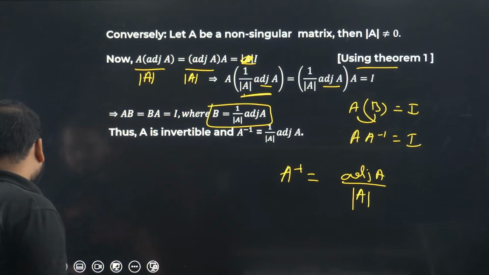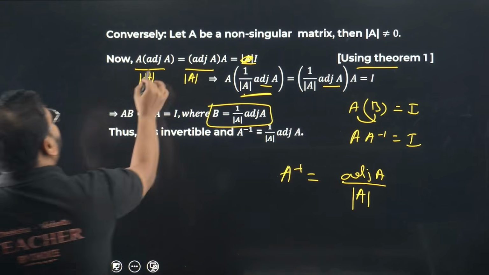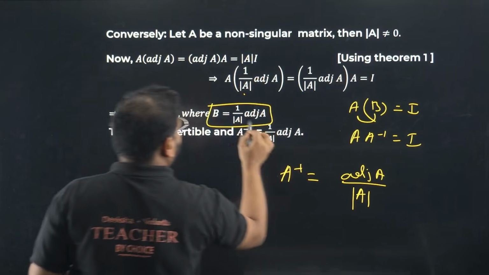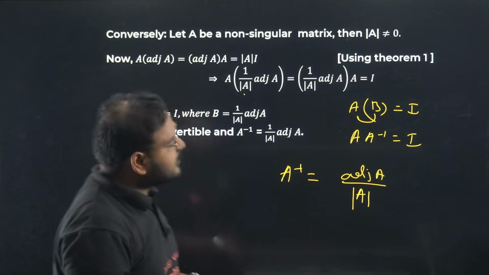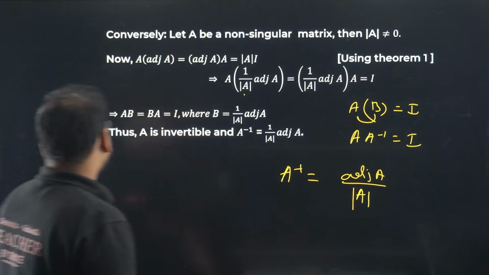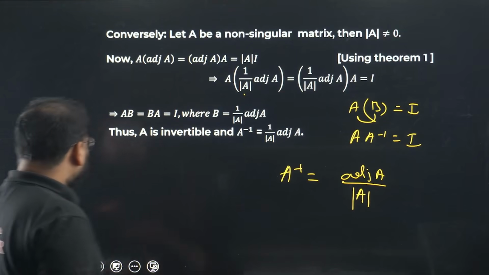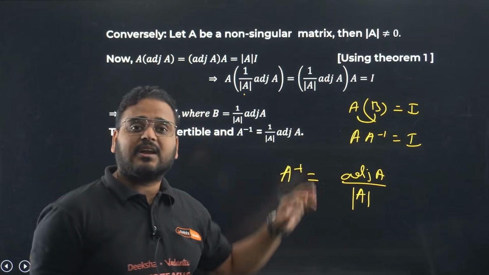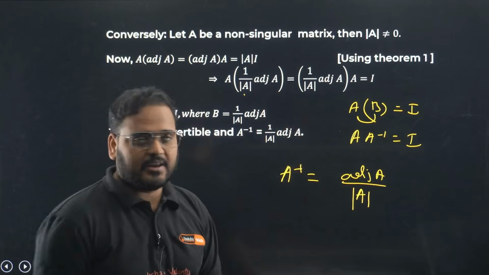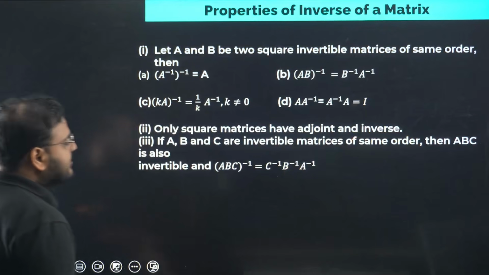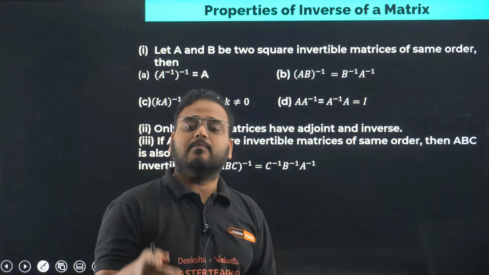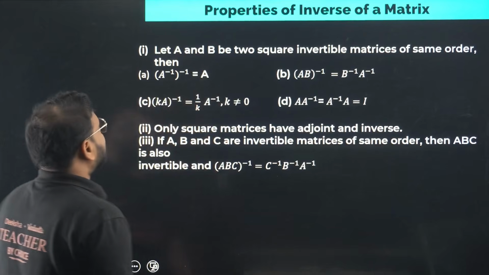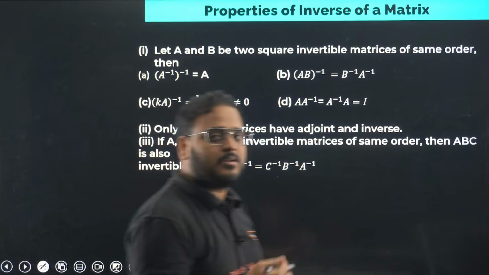I'll remove some markings to make things simpler for all of you. Let's erase these things. Now it's clear. It is very important to understand how we get the formula of A inverse. The theorem was to prove it is non-singular, and the converse is to get the formula of A inverse. This is very important: A inverse is adjoint of A by determinant of A. That's the outcome you have to remember from this converse theorem.